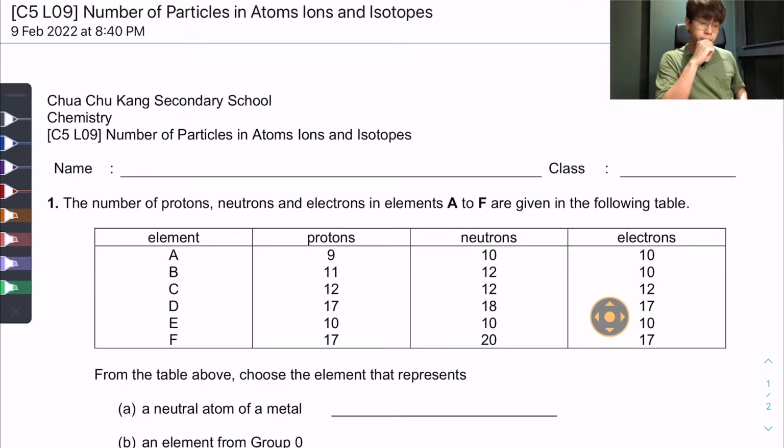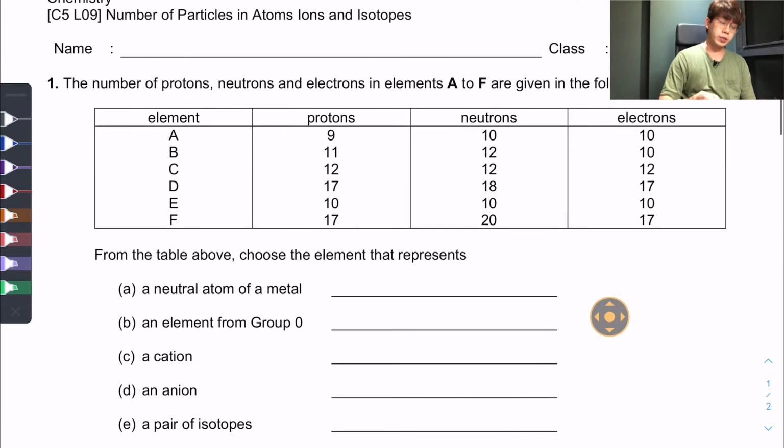Hello everyone, so today we will be going through some questions on how to count the number of particles in atoms, ions and isotopes. I hope you have already tried this worksheet and downloaded it. So let's look at question number 1.